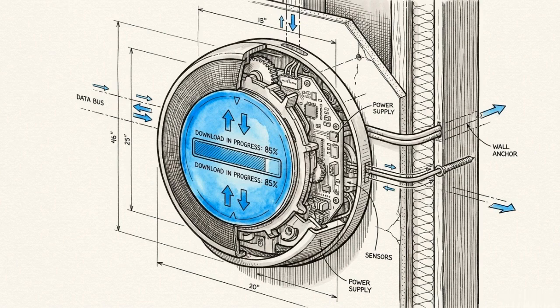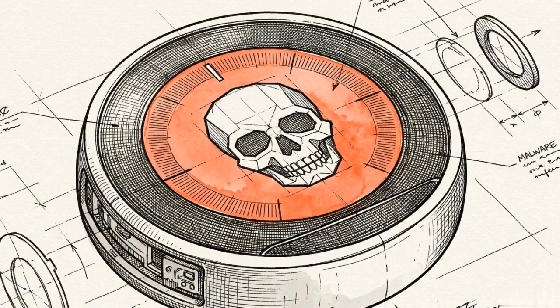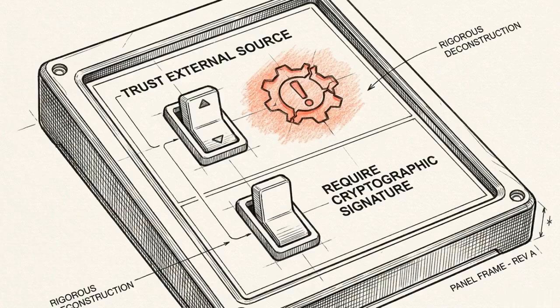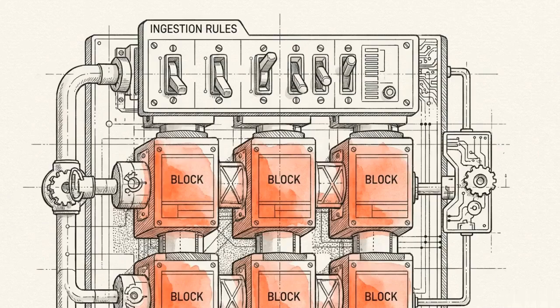The third vector involves unverified updates. When an application or an IoT device downloads automated patches without checking cryptographic signatures, attackers hijack that update mechanism to distribute malware at scale. Every one of these attack vectors exploits the exact same architectural flaw. The system relies on implicit trust instead of verifiable cryptographic proof. To correct this, we implement phase 1 of our defense model, the gatekeeper.